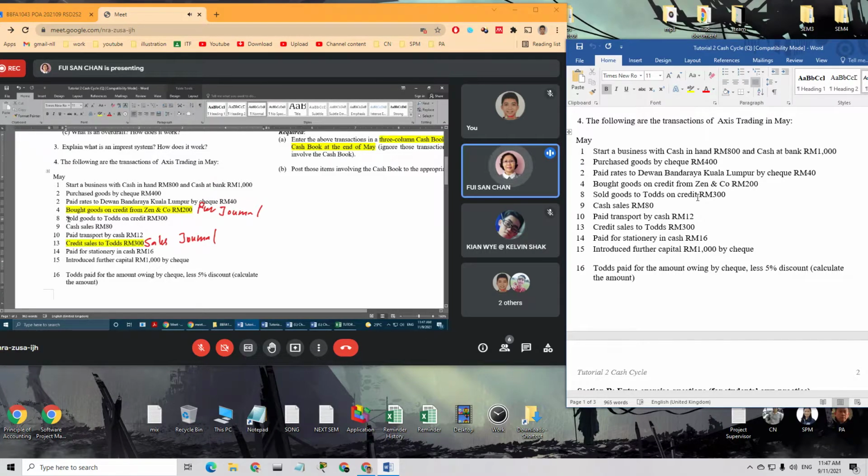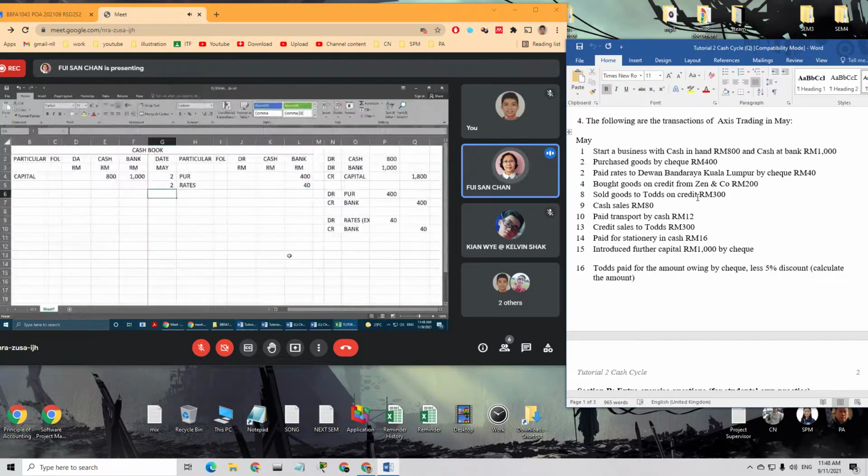See, on credit again. So this one, sold goods on credit, meaning this is under sales journal. Okay, so number four, number eight, we skip. Not going to record in your cash book because there's no cash or bank involved, nothing to record. Okay, how about on the ninth, cash sales? Yes, right. Okay, so what is your double entry? What do you debit?